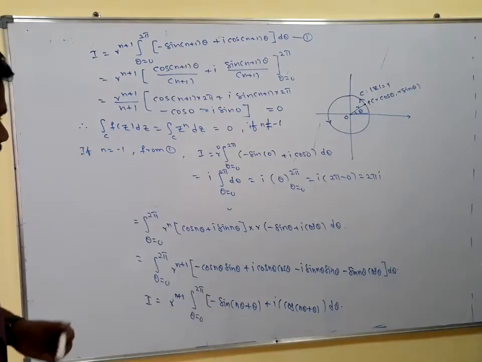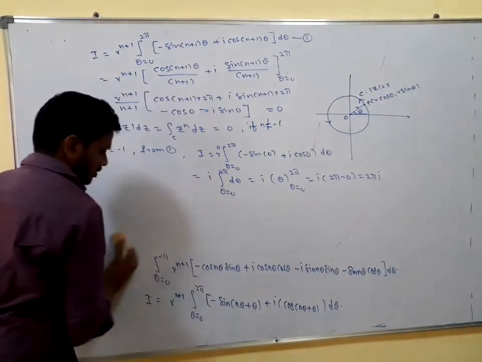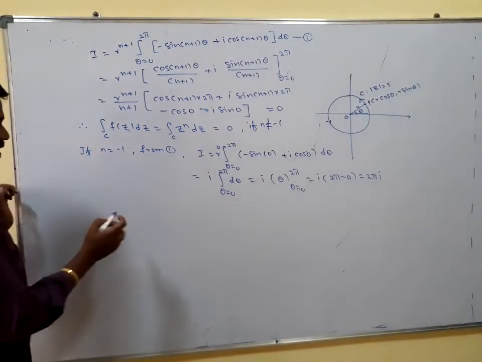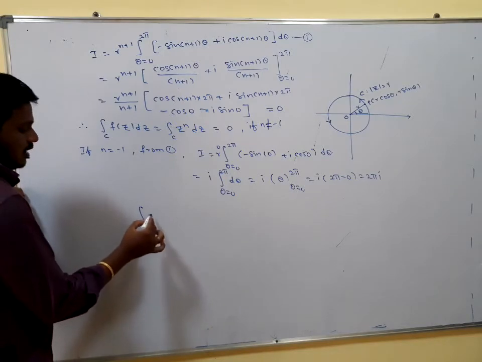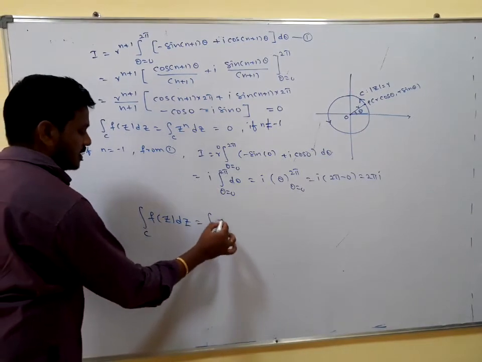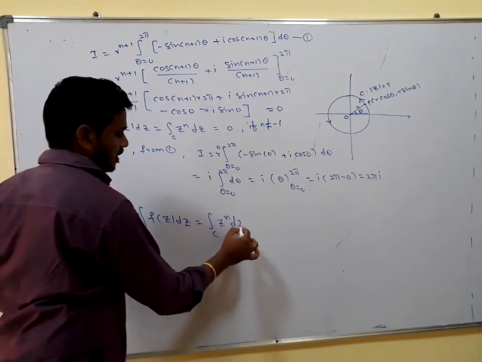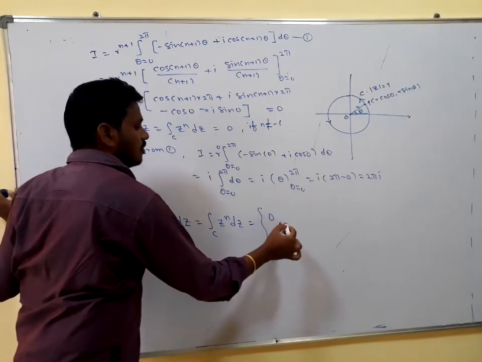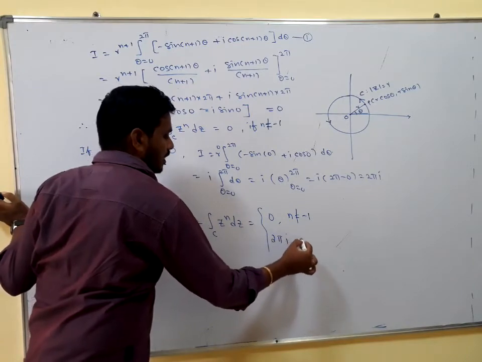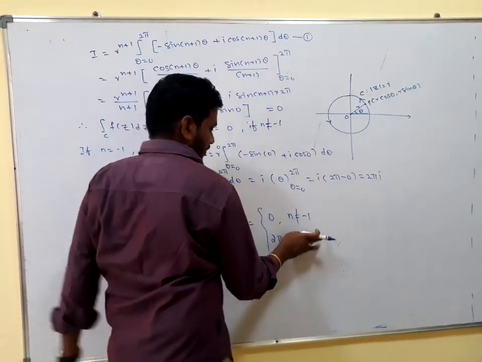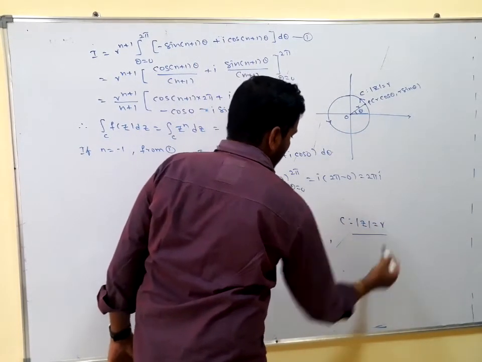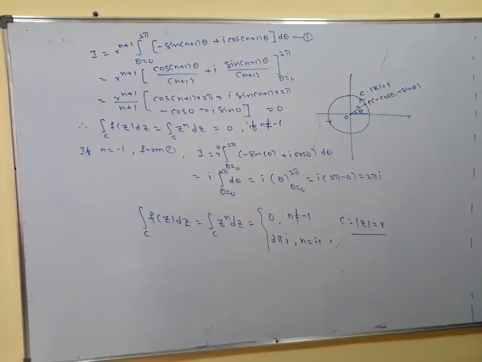Therefore we have the two cases. The integral over C of f of z dz, or the integral over C of z to the power of n dz, is equal to 0 for n not equal to minus 1, and 2 pi i for n equal to minus 1, where C is the circle with center at origin and radius r. This is a problem.